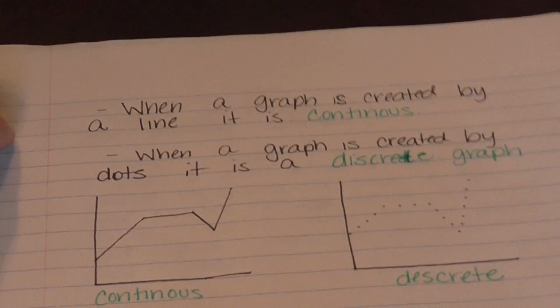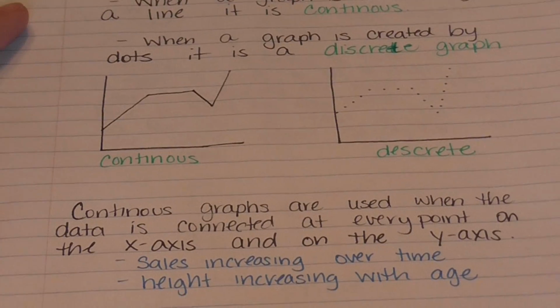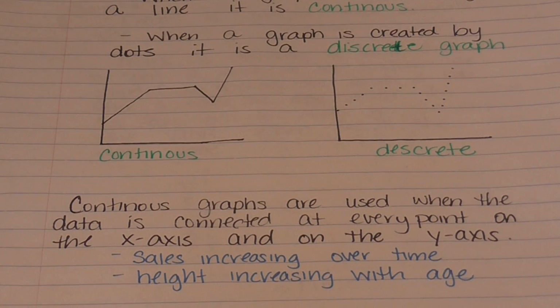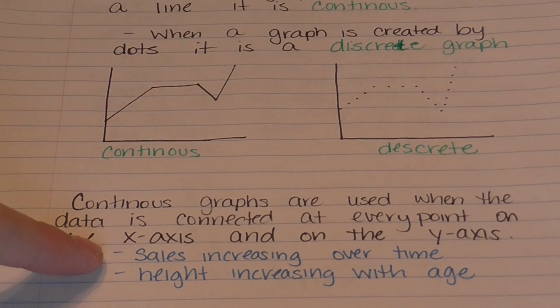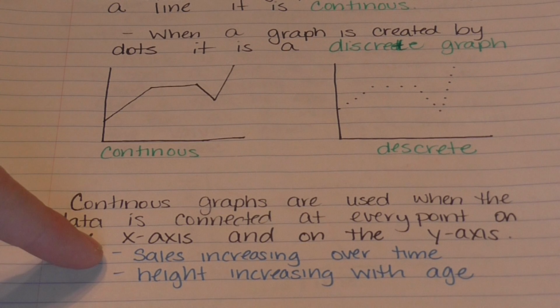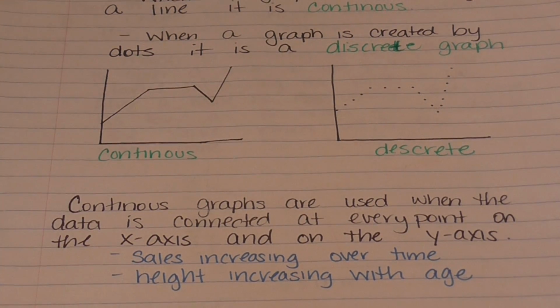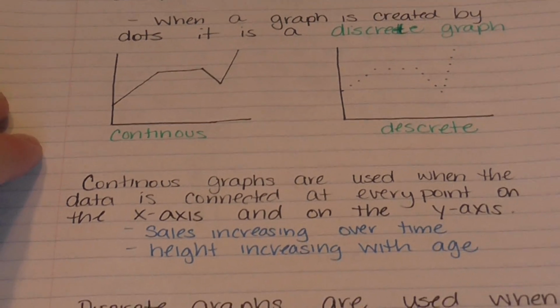The difference between the two is continuous graphs are used when the data is connected at every point on the x and on the y-axis. So if you're talking about increasing sales or just monitoring sales over time, well, you could be making sales constantly. A height increase with age: even with a growth spurt, you still got to actually connect the dots. I mean, you don't go from 4 foot to 4'5" with no time passing in between. So that's going to be continuous.